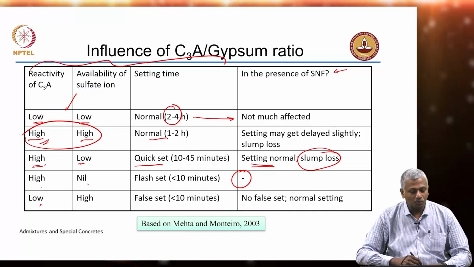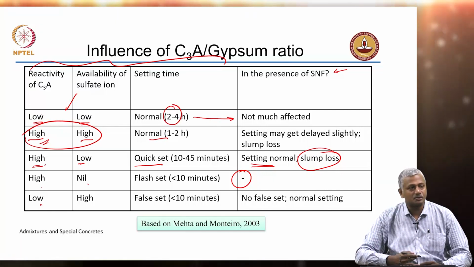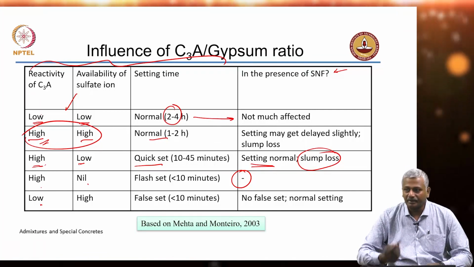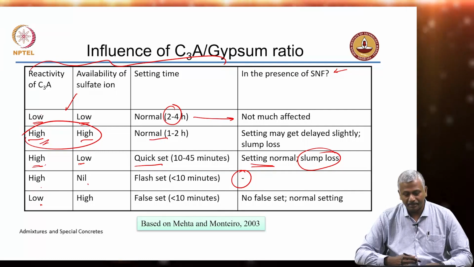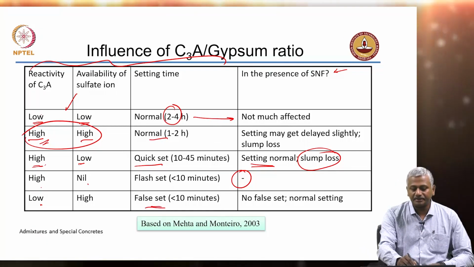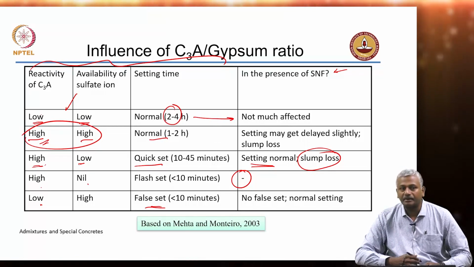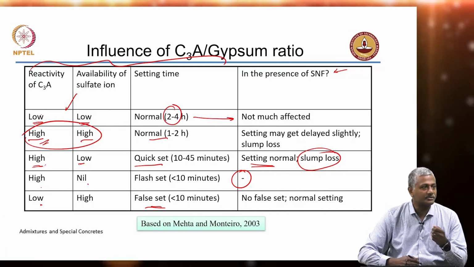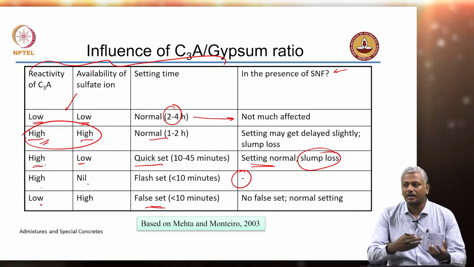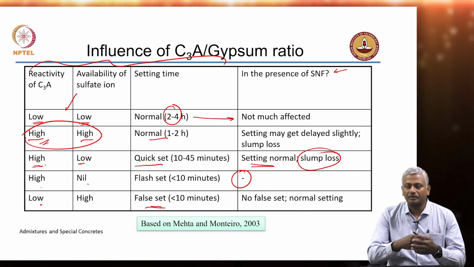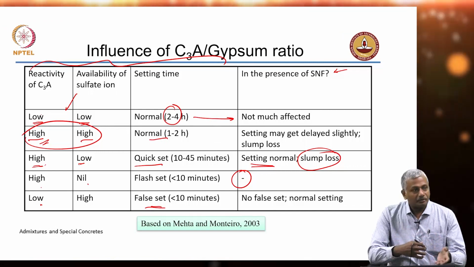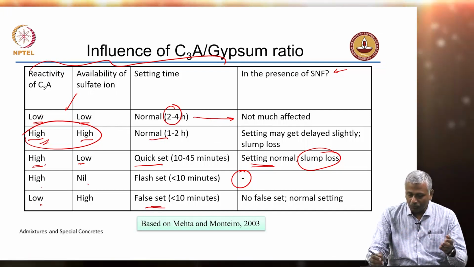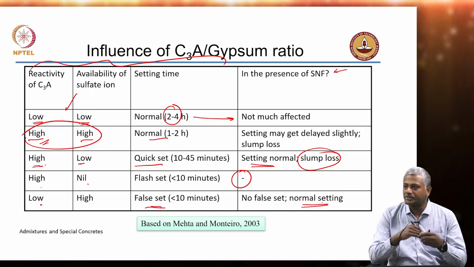Now, what about the other way? C3A availability is low or reactivity is low, but sulfate is very highly available. That means you have other forms of sulfate than gypsum. So, as I said, there will be false set because you have anhydrite and hemihydrate present in your system. As soon as water comes in contact, it starts forming gypsum, right. You continue to mix, break the set, and then it undergoes normal set.